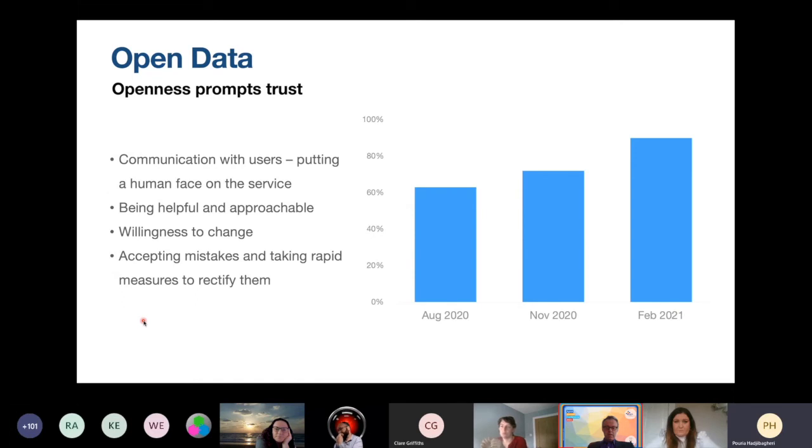Open data prompts trust, and that is very true. Openness in general prompts trust as well. You could see that this is the trust level in our service in general. In August it was about 63%. In November it was 78 or thereabouts, and in February, our latest survey, it was 91.5. So it's increased over time, and that is in part because we are trying to be as open as we possibly can.